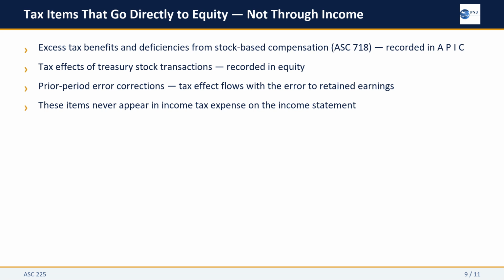Not all tax effects pass through income tax expense on the income statement. Some go directly to equity. Excess tax benefits or deficiencies from stock-based compensation under ASC 718, the difference between the tax deduction at vesting and the expense recognized over the vesting period, are recorded in APIC, additional paid-in capital. Tax effects of treasury stock transactions similarly flow to equity. And when a prior period error is corrected, the tax effect of the correction rides with the error to retained earnings, not through the current year's tax line. These equity-routed tax items are a common source of confusion in the preparation of income tax provision schedules.